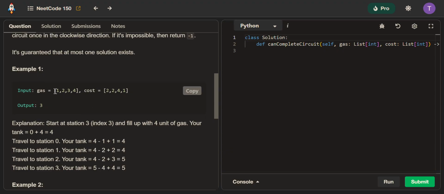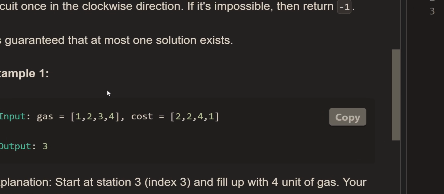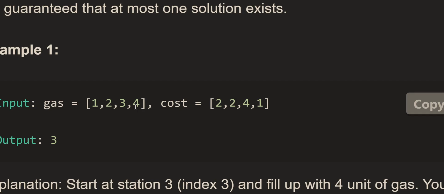So for example, here at the first station, we can fill our car with 1 unit of gas, but it will cost us 2 units of money. So with only this, we will be in the negative. So the only solution is to take this 4. So we're going to take 4 units of gas on the last index, and we're going to pay 1 unit for this. So now on the next station, I will start with 3 units of gas and I will add 1. So I will be at 4 units of gas and I will pay 2 units of money.